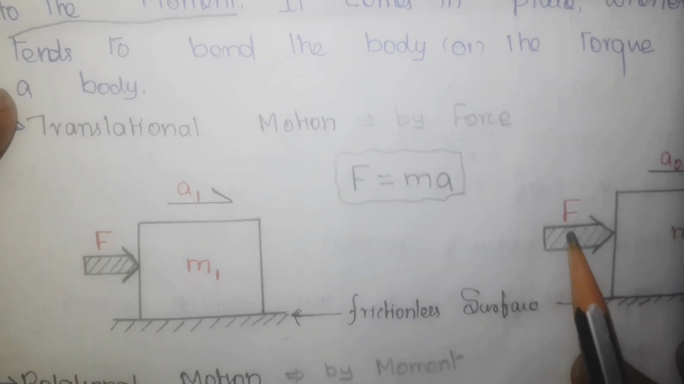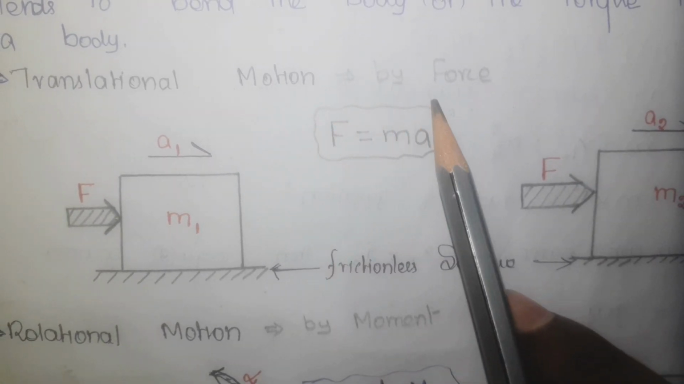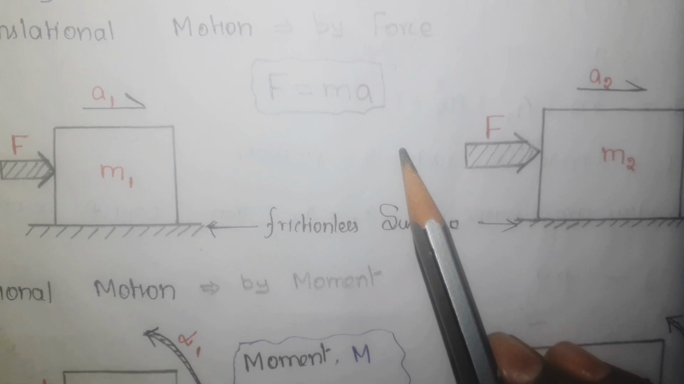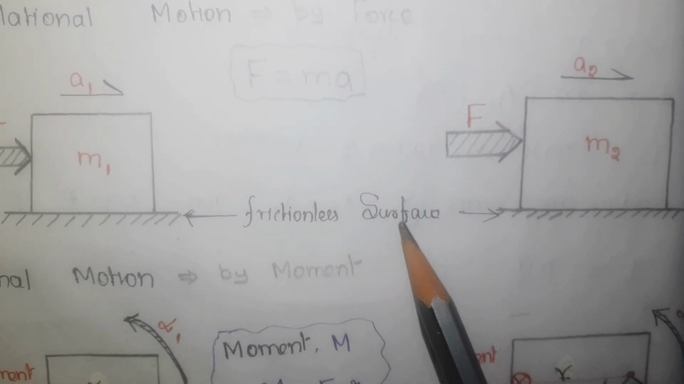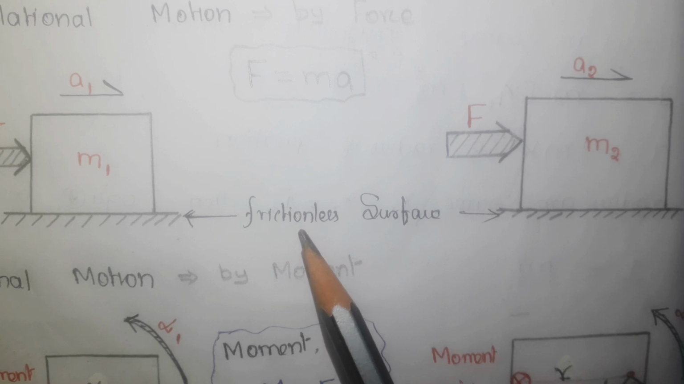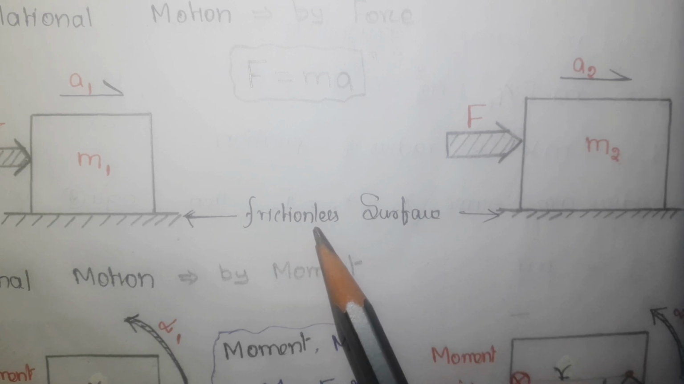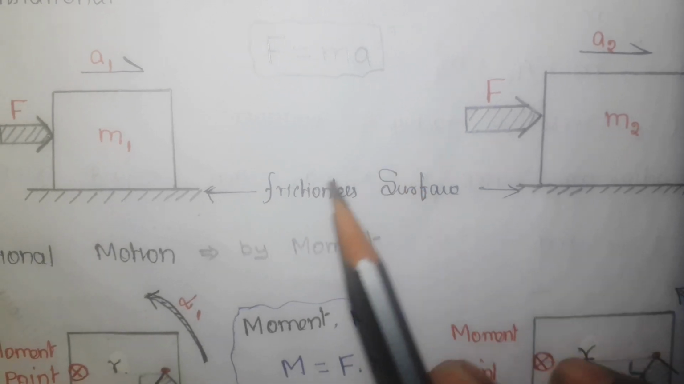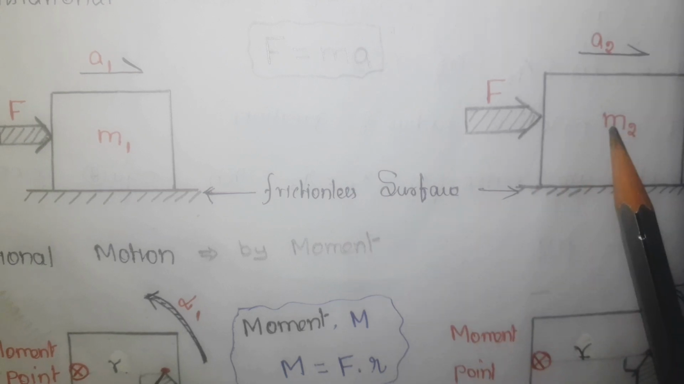Now let us take a translational motion, which is created by a force. Consider two objects m1 and m2. They are kept on a frictionless surface. Frictionless means this surface does not offer any resistance to the motion, where the friction force is 0. Here the mass is m1, here the mass is m2. m1 is less than m2.